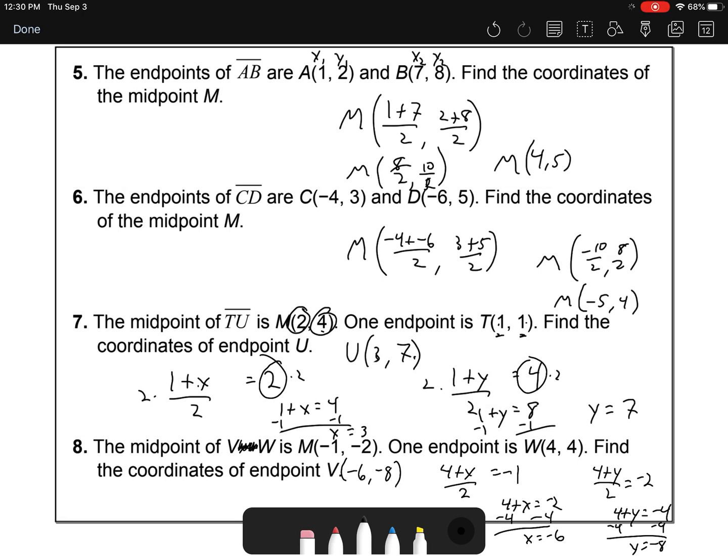That can't be right. 4 plus x equals negative 1. What did I do wrong here? Oh, yeah, that's right. Okay, sorry.